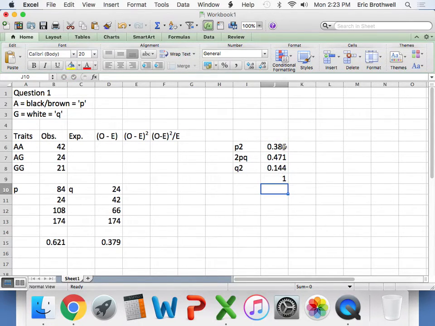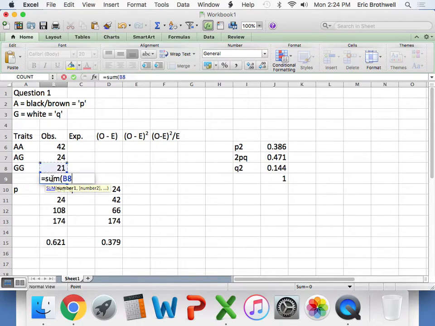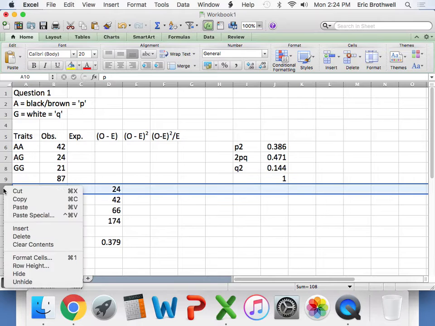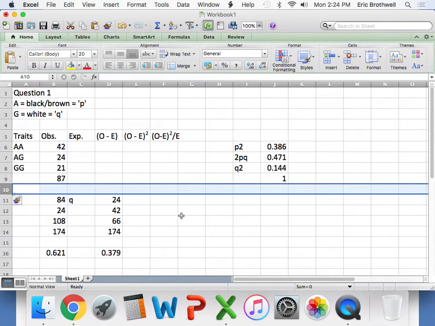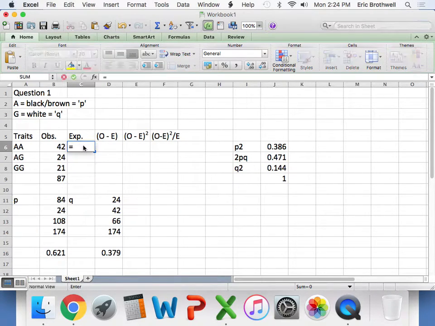So the question then becomes, how do I get these numbers for expected? Well, I expect 39% to be AA, 47% to be AG, 14% to be GG. My total is 87. So I should expect this percentage times 87 to be my expected value.